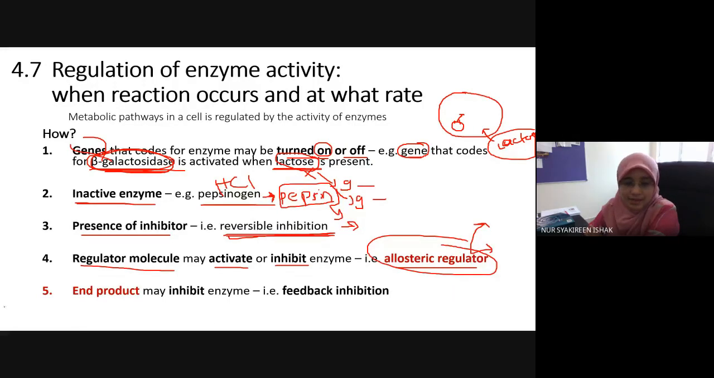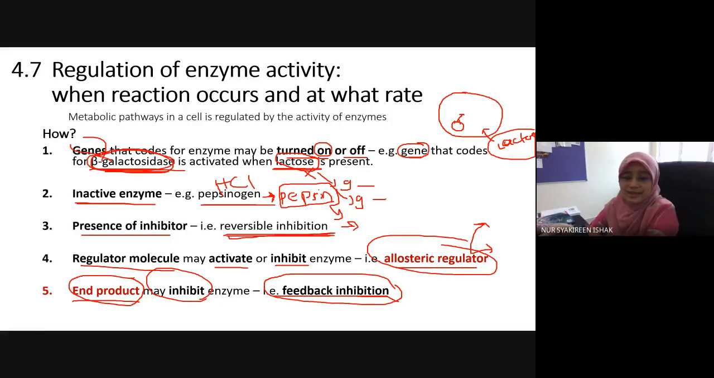And then the last one is that end products may inhibit the enzyme, for example, feedback inhibition. Feedback inhibition is a type of enzyme regulatory mechanism. For this type of feedback inhibition, the end product of the reaction of the enzyme will become the inhibitor for the enzyme that is used to synthesize the product.